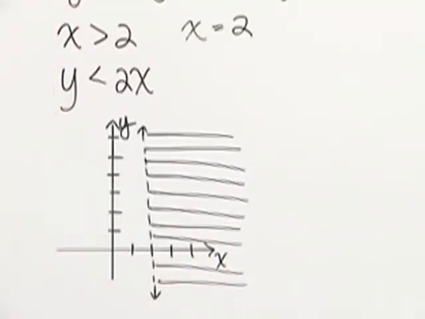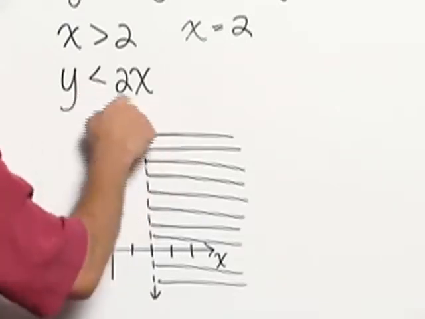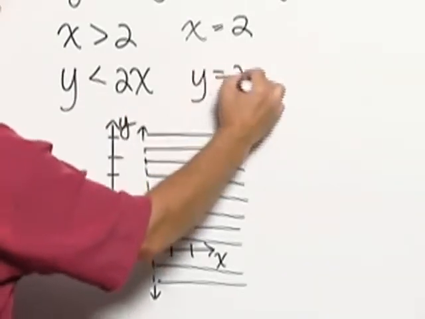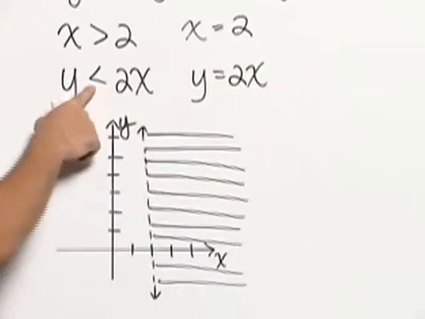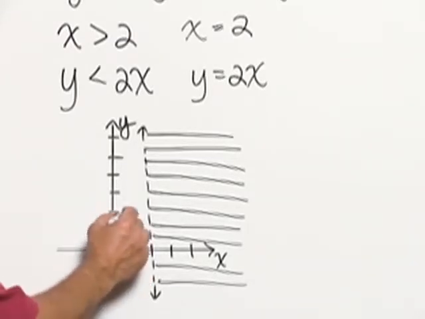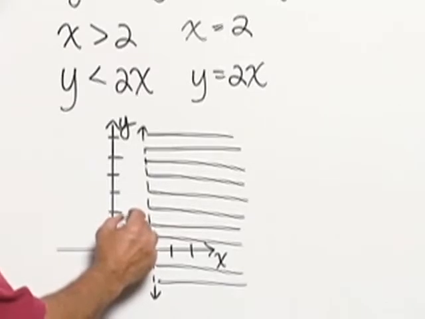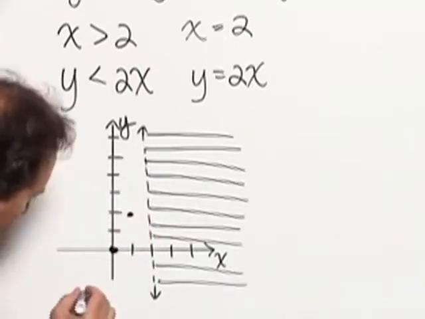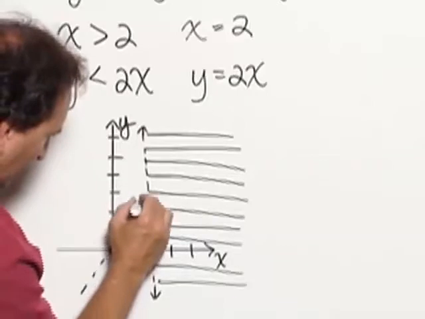Now, for y is less than 2x, we graph y equals 2x, and again, it's a dashed line because there's no equal to part in the inequality. y equals 2x has a y-intercept of 0. It passes through the origin. The slope is 2, which is the equivalent of 2 over 1. So we go up 2 and over 1. Now we draw a dashed line going through those 2 points.